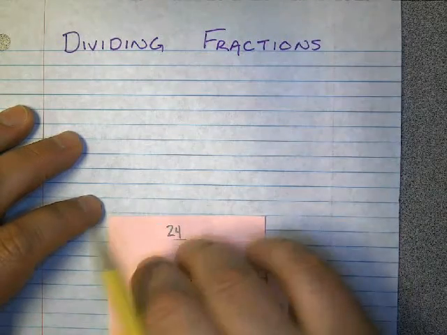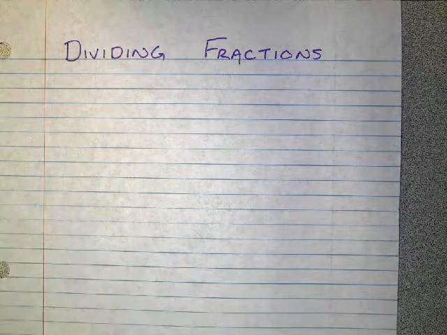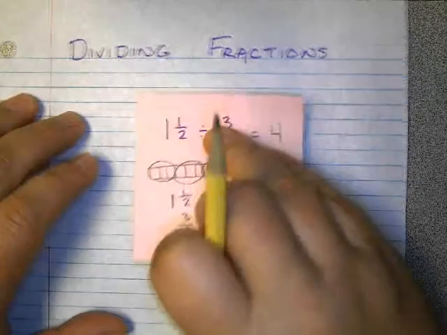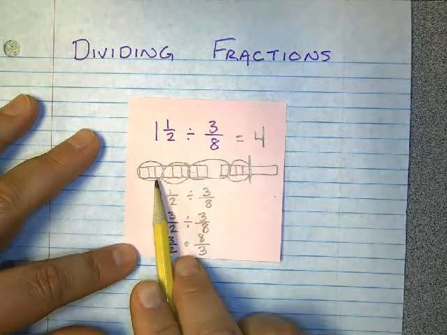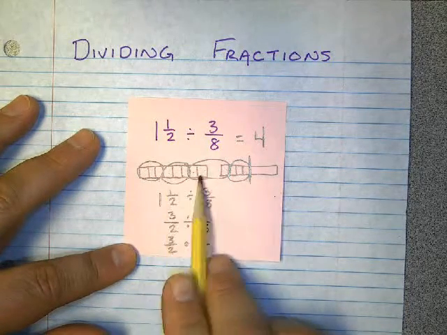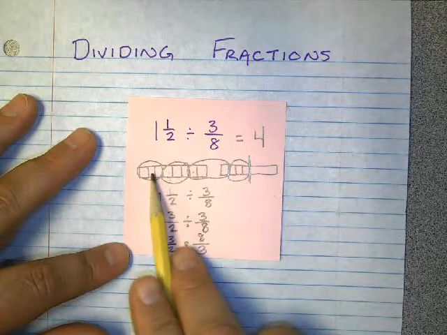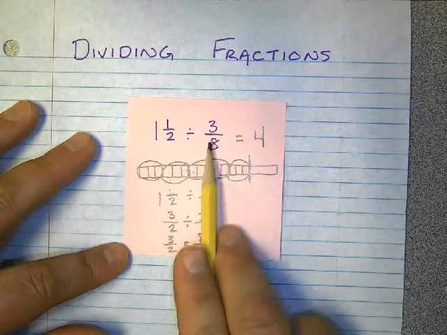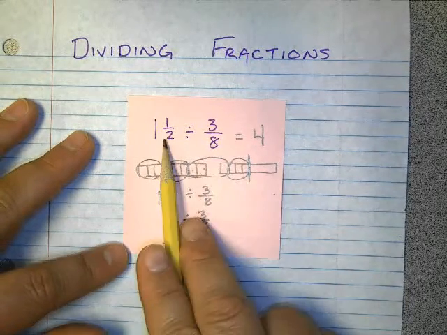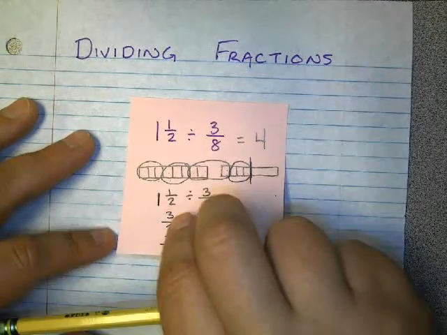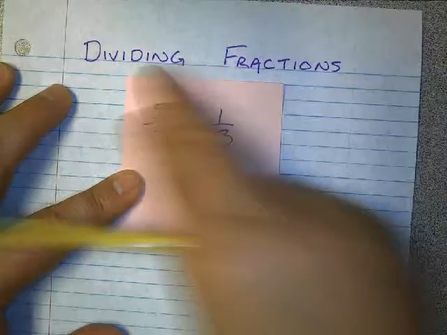So let's do another example here. Now we did the model. We did this just for students to have a visualization of how 3/8 is going to go in here, and you can get an idea that 3/8 is a small number, and you're going to get 4 of these little small things in 1 1/2. And so the models really do a good job of showing that.